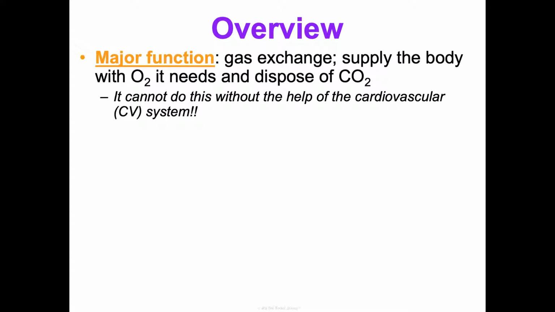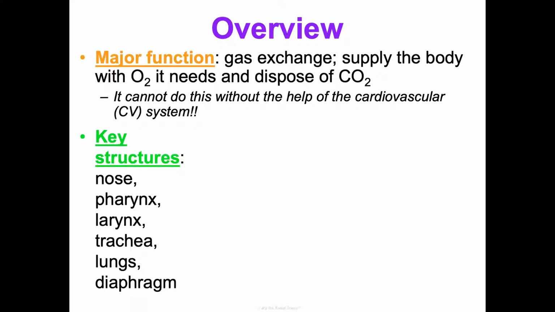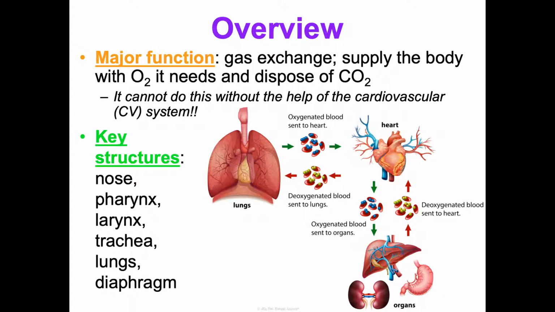So, what we talked about in concept 2, that is essential for understanding what we're going to talk about now. So, if you don't remember, go back and watch the cardiovascular system video because that's really important. There are a lot of structures that go into it. Main structures would be the nose, the pharynx, the larynx, the trachea, lungs, and the diaphragm.